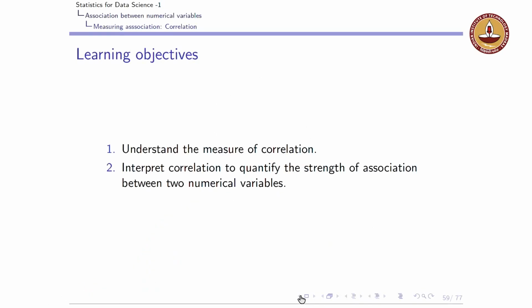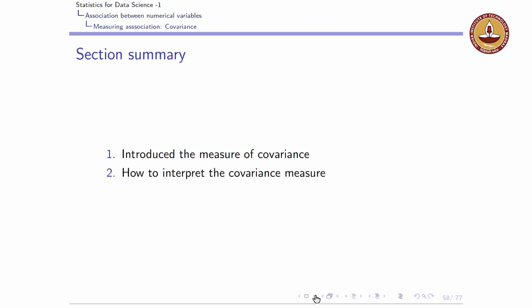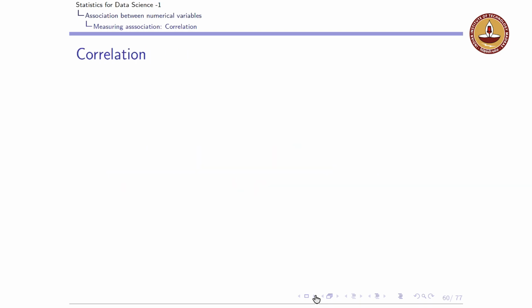Understand now another measure of association. Again, when I say association, I mean linear association between two numerical variables. We have already seen the measure of covariance, but recall when we talked about covariance, we said that the covariance is difficult to interpret because the covariance has units. So, I am going to another measure of association, and this is what I term the correlation between two numerical variables. What is a correlation?